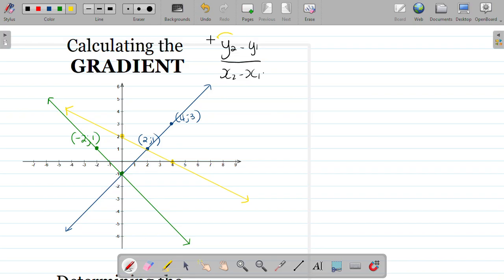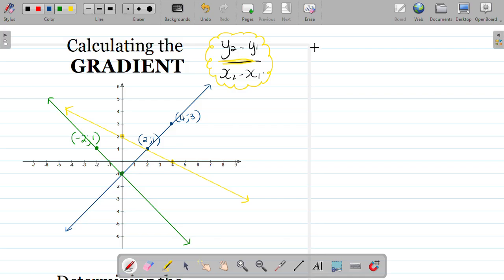Okay, so the important part, guys, about this video is how to use this formula over here. y2 minus y1 over, that is a division line, and then x2 minus x1. Now, how do we use this? We have three graphs on our Cartesian plane over here, a blue one, a yellow one, and a green one. And I'm going to show you how to get the gradient for each of these graphs. Let's start with the blue graph.